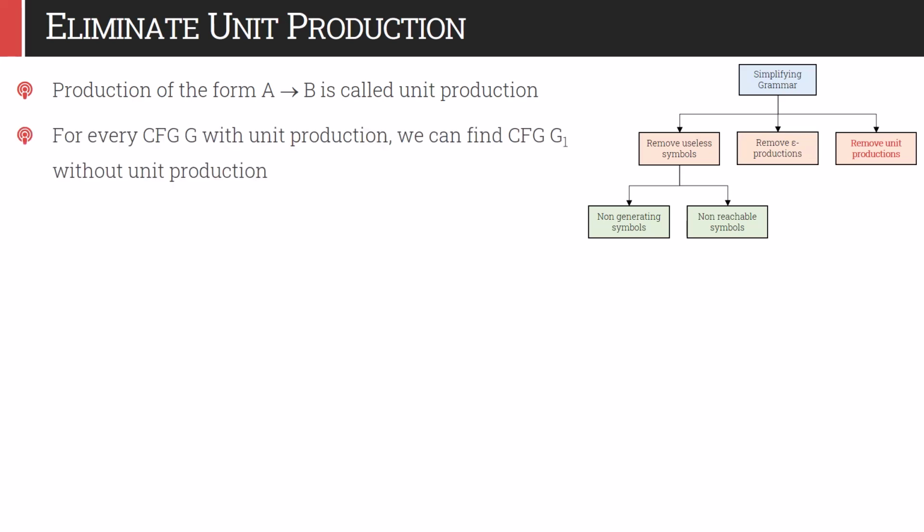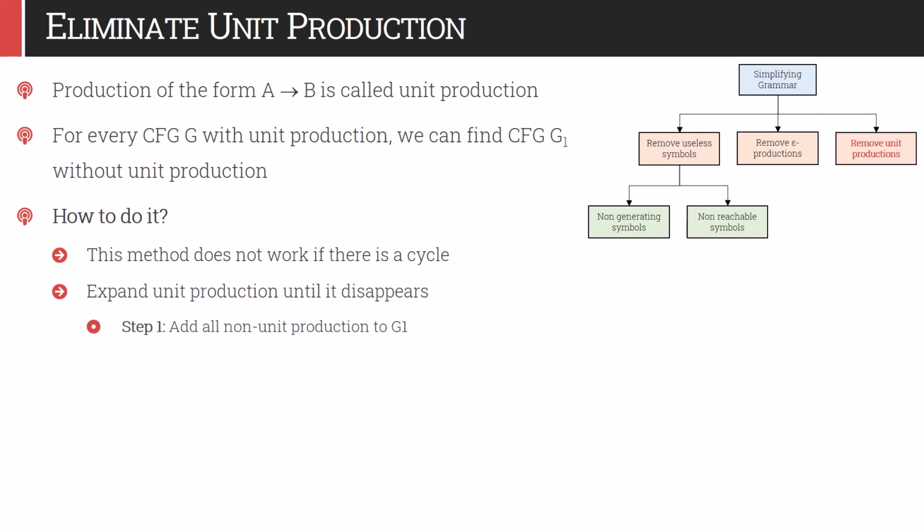For every CFG G with unit production, we can always find a CFG G1 without unit production. So how do we do that? This method is only applicable when there is no cycle in the grammar. First step, we have to expand unit productions until they disappear. To do so, first we have to add all non-unit productions to G1. So first we find out which are the non-unit productions that we copy as they are into the G1 grammar.